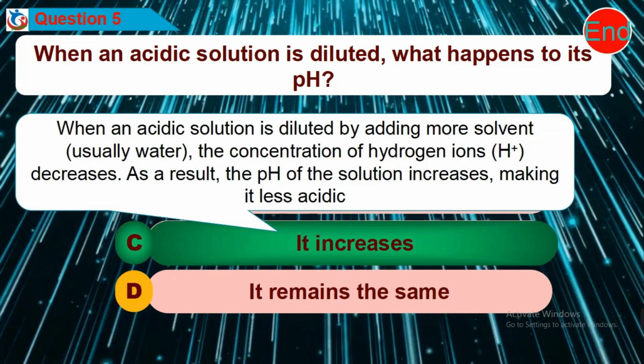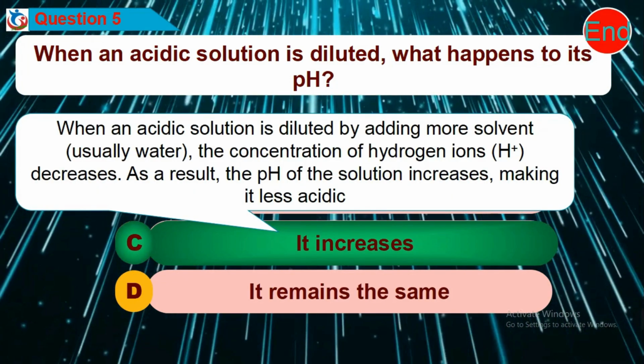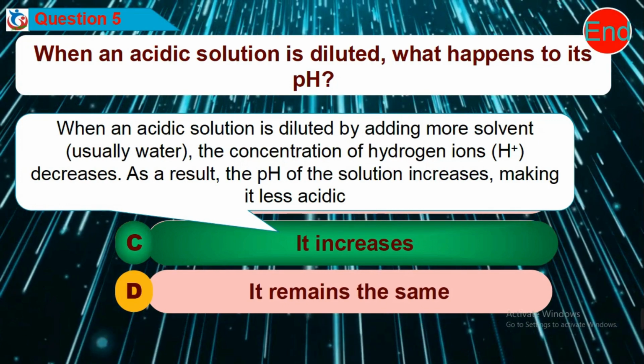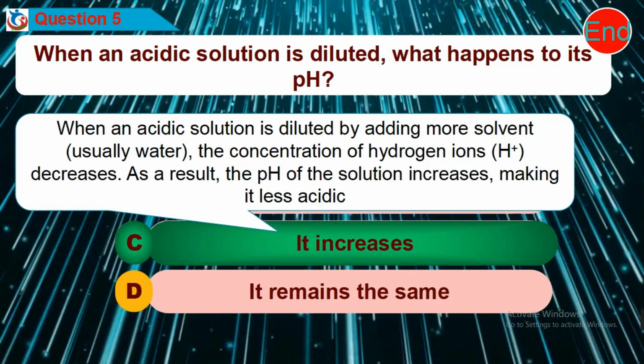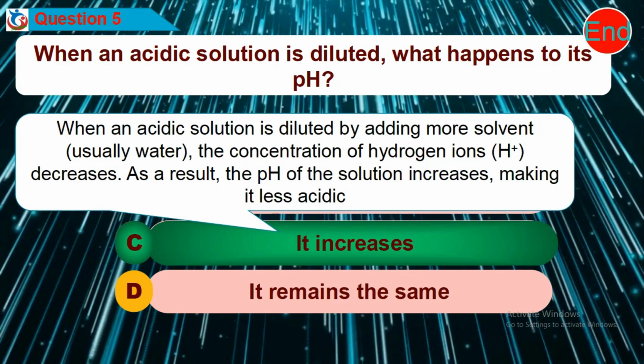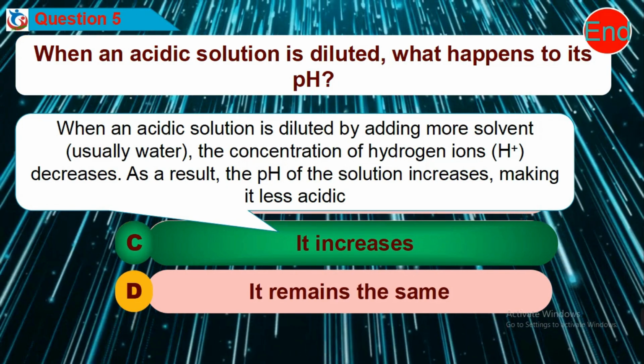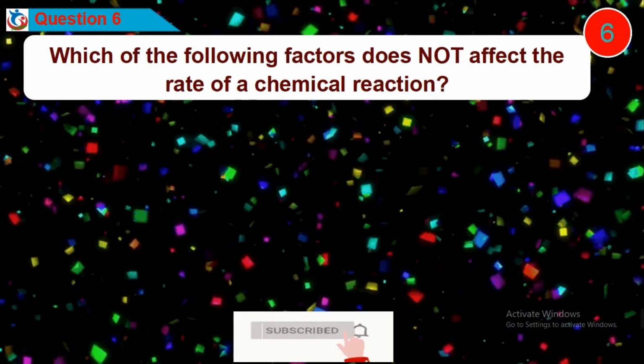When an acidic solution is diluted by adding more solvent, usually water, the concentration of hydrogen ions decreases. As a result, the pH of the solution increases, making it less acidic.